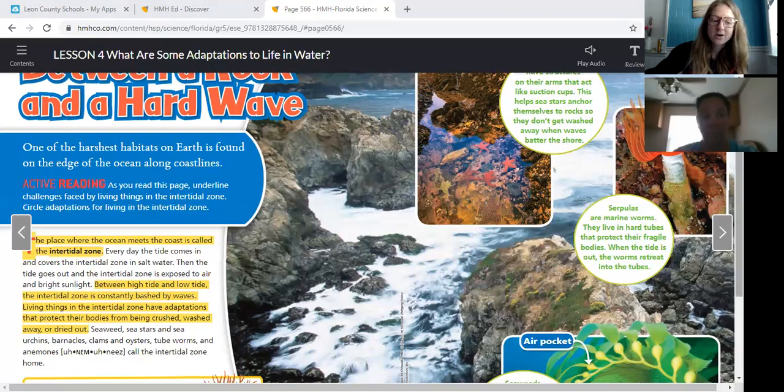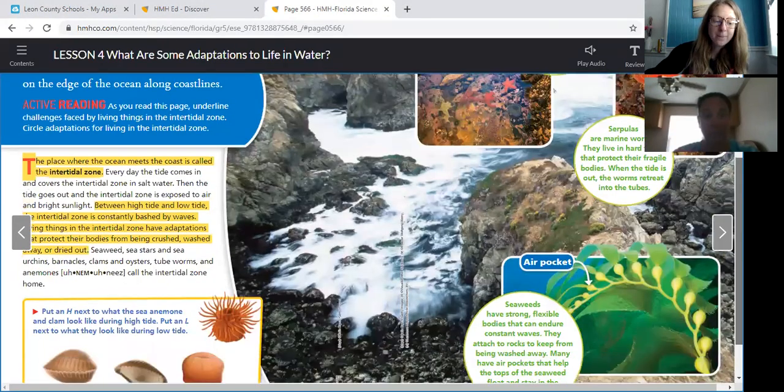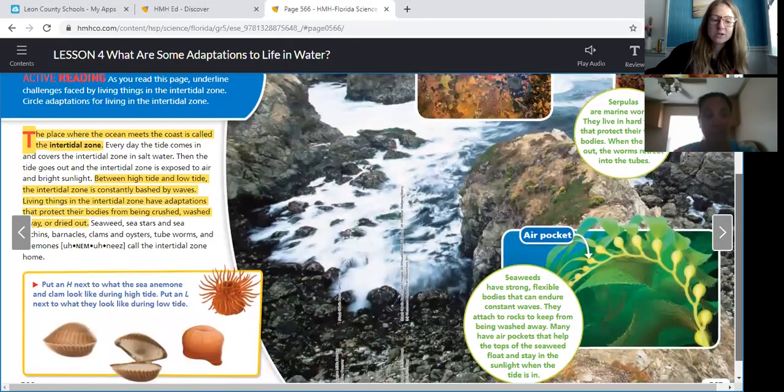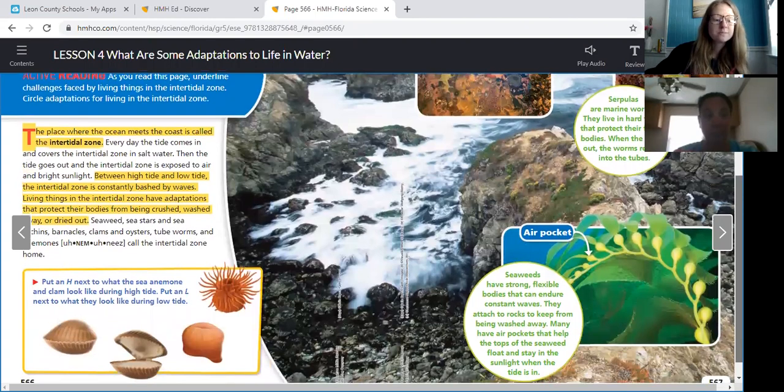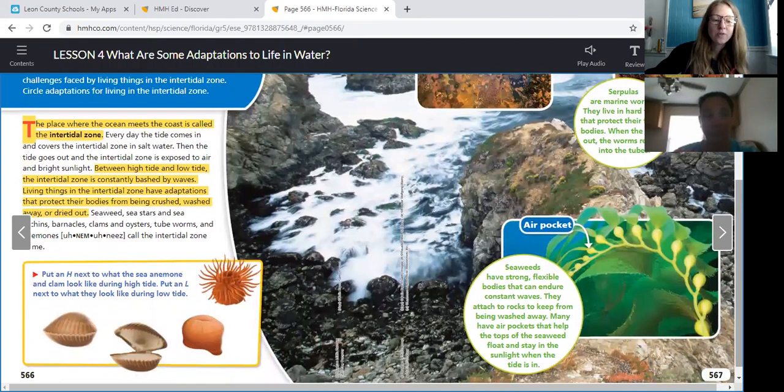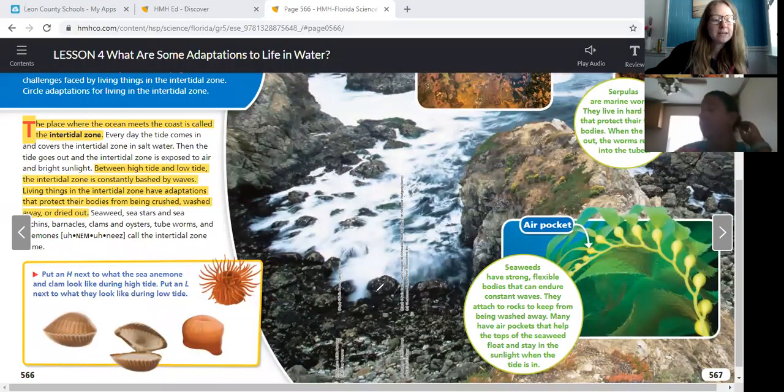Seaweed, sea stars, and sea urchins, barnacles, clams, and oysters, tube worms, and sea anemones call the intertidal zone home. So if we look at our examples there, it says put an H next to what the sea anemone and clam look like during high tide. So which one of those, Ms. Wallace, do you think would happen during high tide when the water is up?